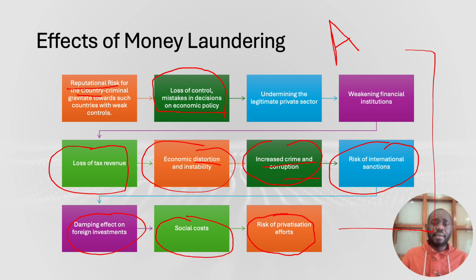And all these are serious effects of money laundering. Now, as we go along, I'm going to be breaking down 3 key points so that you really now get the detailed version of them. And one of the first points is going to be the effect of money laundering. How does money laundering lead to loss of taxes? And how does money laundering lead to increased exposure to organized crime and corruption? And also, how does money laundering lead to loss of control or mistakes in decisions regarding the economic policy of a country? That's what we're going to be discussing before we come to the end of this specific video.